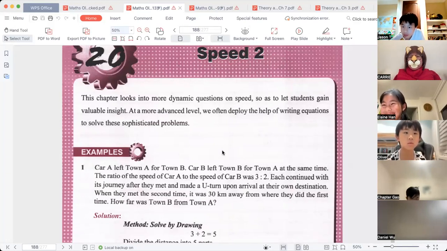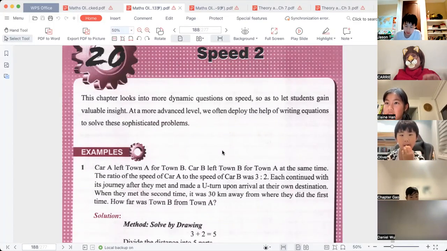This chapter looks into more dynamic questions on speed. So as to let students gain valuable insight at a more advanced level, we often deploy the help of writing equations to solve these sophisticated problems.